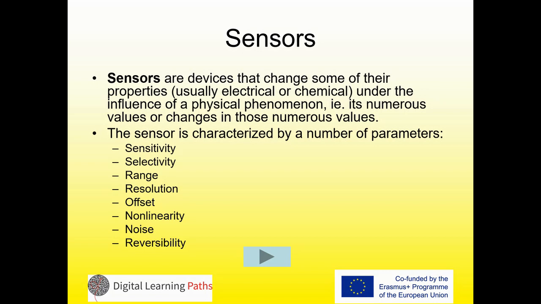Sensors are devices that change some of their properties, usually electrical or chemical, under the influence of a physical phenomenon. That is, its numerical values or changes in those numerical values. The sensor is characterized by a number of parameters, such as sensitivity, selectivity, range, resolution, offset, nonlinearity, noise, and reversibility.